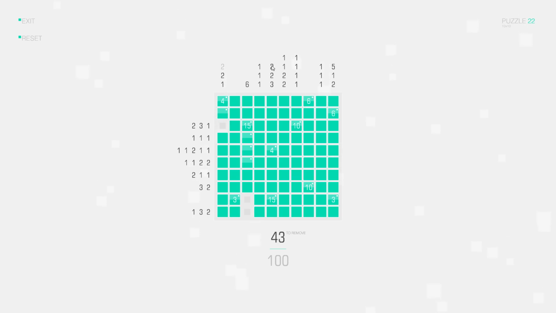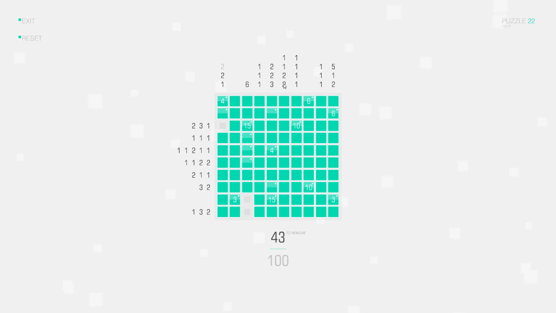Let's count this clue here. We have 2 connected squares, a gap, 3 squares, a gap, and 2 squares. So that's 1, 2, gap, 1, 2, gap, 1, 2, 3 from this side, and if I count from this side, 1, 2, 3, gap, 1, 2, gap, 1, 2. So these squares are definitely part of the solution.